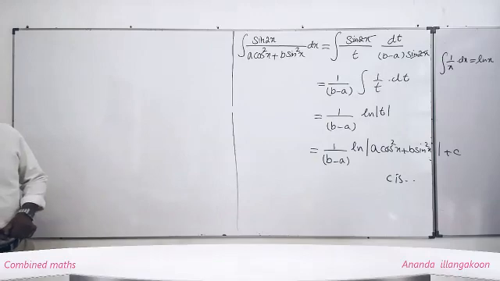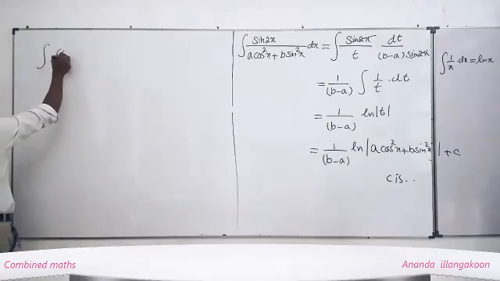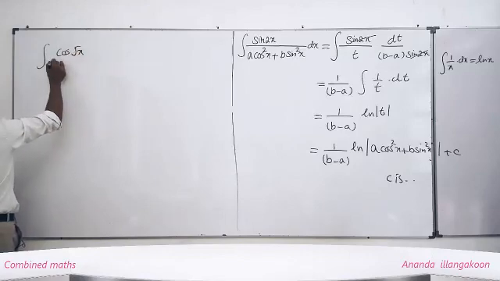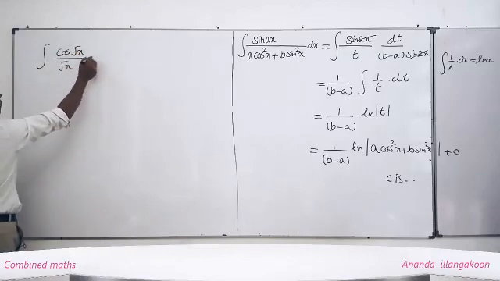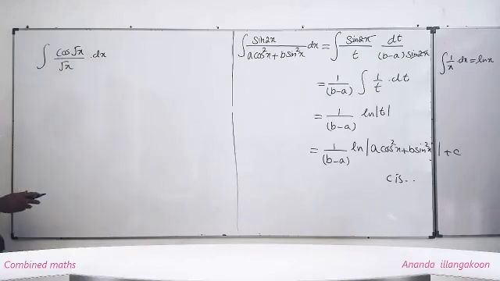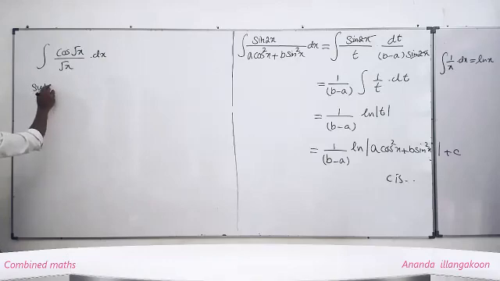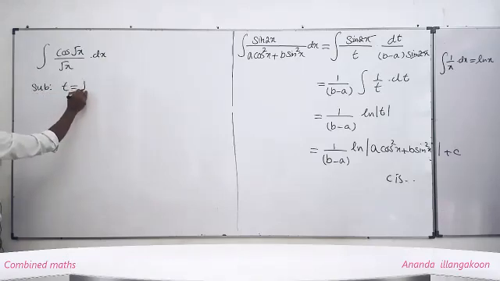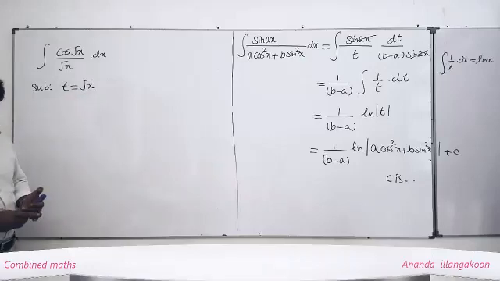The next one is the integral of cos root x upon root x dx. Take a substitution like this: t equals root x.